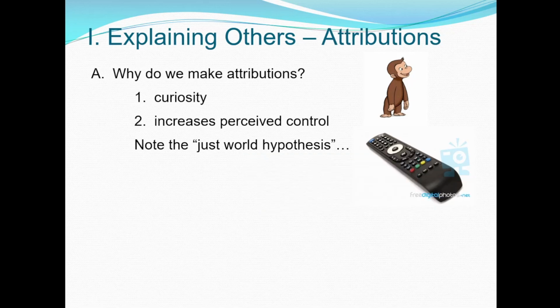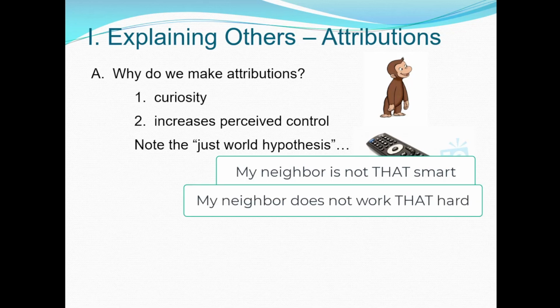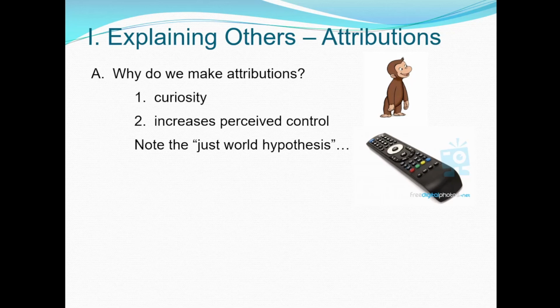Maybe my neighbor is not as smart as I thought he was. Maybe my neighbor is not as hardworking as I thought he was. Now listen, I'm not saying that I liked my neighbor and now I hate my neighbor. That would be an extreme reaction. But maybe I liked my neighbor and I thought he was smart and hardworking, and now I think, well, I guess he's not as hardworking as I thought he was. I guess he's not as smart as I thought he was. He must have screwed up in some way.